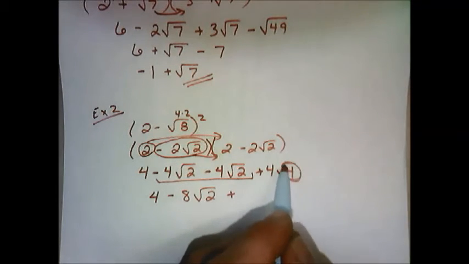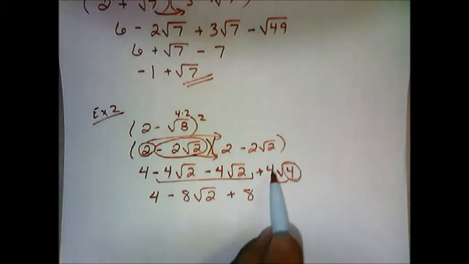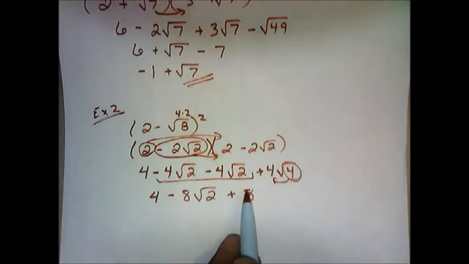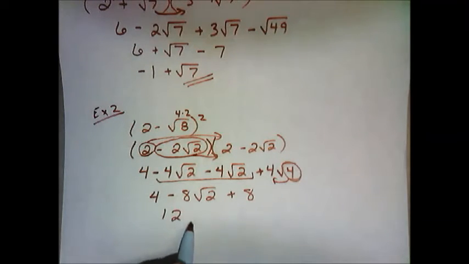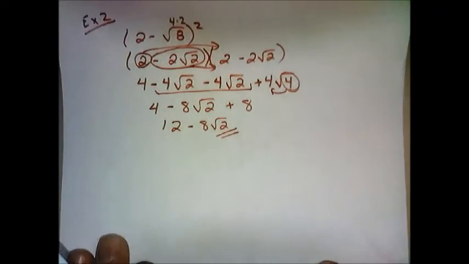This is a perfect square again, so it's going to go out and become 8. 4 times 2 gives us the 8. Now we can add 4 and 8 to give us 12 minus 8 radical 2. We cannot add these together since our first term doesn't have a radical with it. So there's our final answer: 12 minus 8 square root of 2.